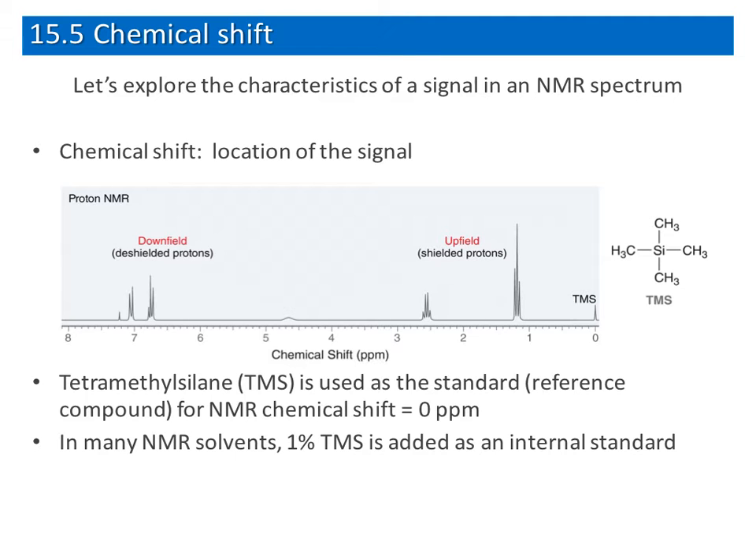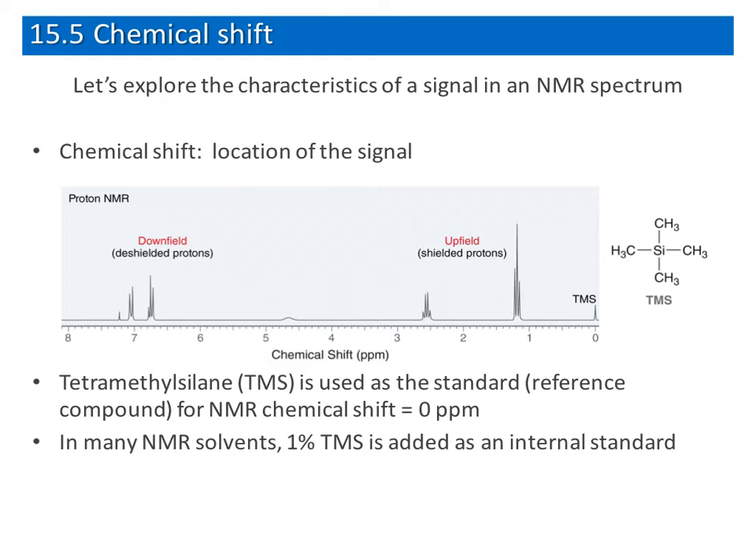Now let's look at the second characteristic, which we call chemical shift, and it talks about the location of signals in the NMR spectrum. So for example, in this spectrum, we have 5 signals: 1, 2, 3, 4, and 5. This little broad peak right here is also a signal. We are going to talk about it later.